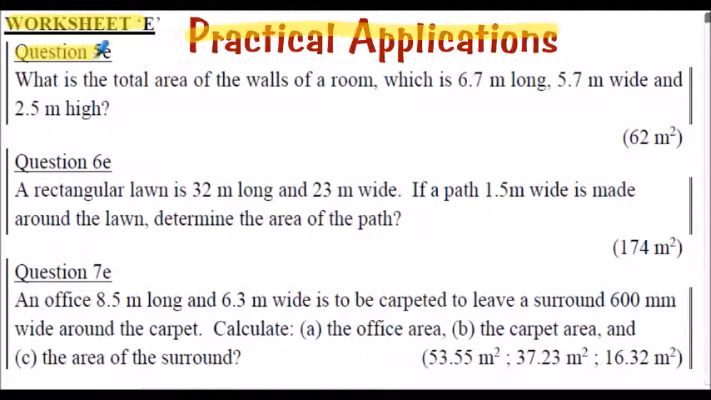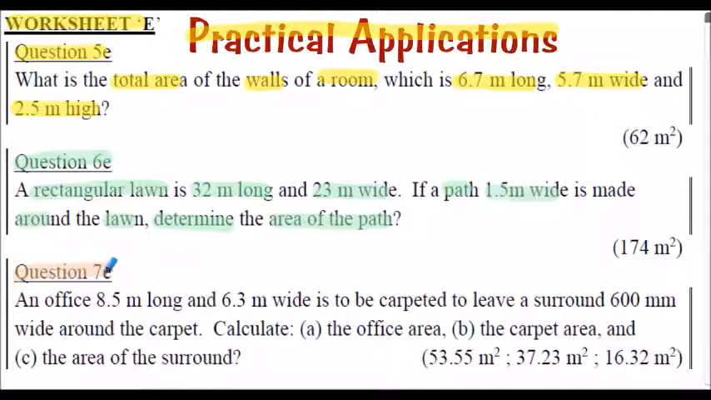So question 5E, what is the total area of the walls in a room which is 6.7 meters long, 5.7 meters wide and 2.5 meters high? Question 6E, a rectangular lawn is 32 meters long and 23 meters wide. If a path 1.5 meters wide is made around the lawn, we've got to determine the area of this path.